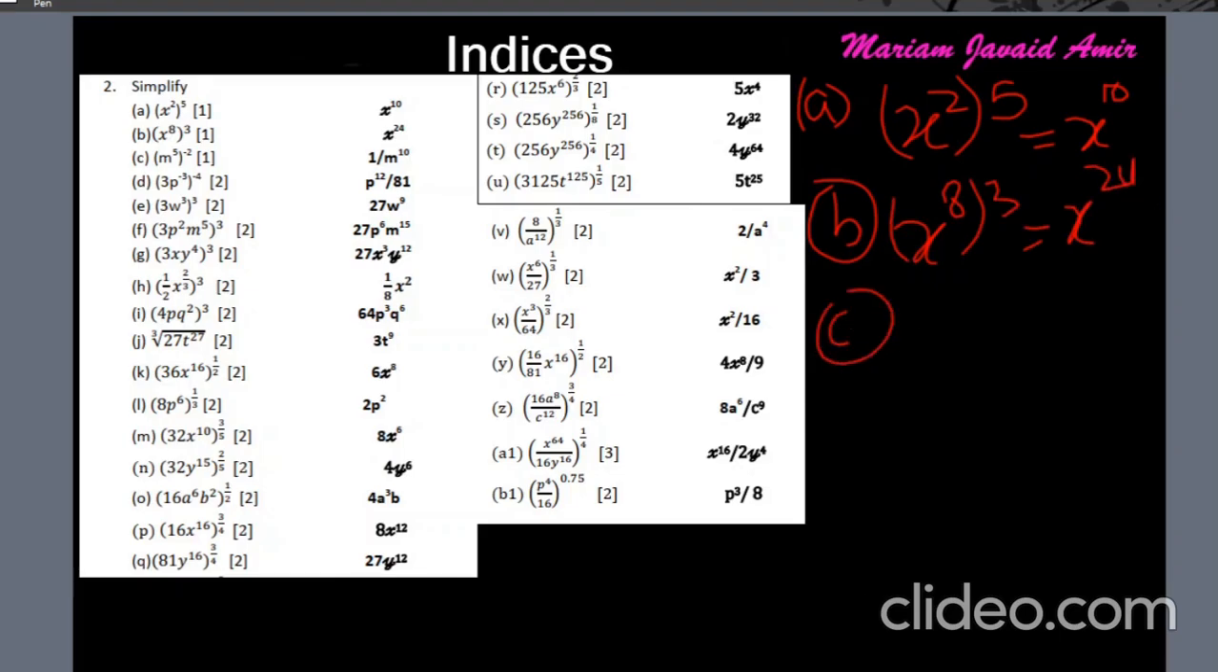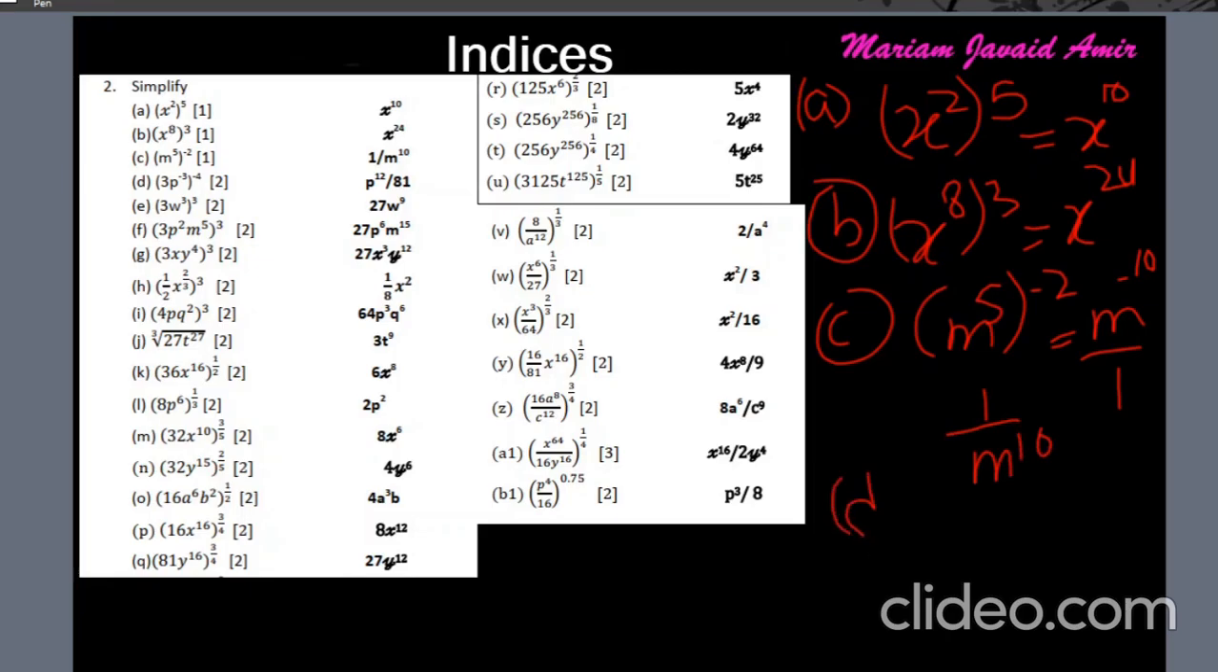For part C, we get 5 times minus 2, which is m power minus 10, but we're supposed to write this as a positive index, so we take this to the denominator, so we get 1 over m power 10. Part D, let me clear the screen before that.